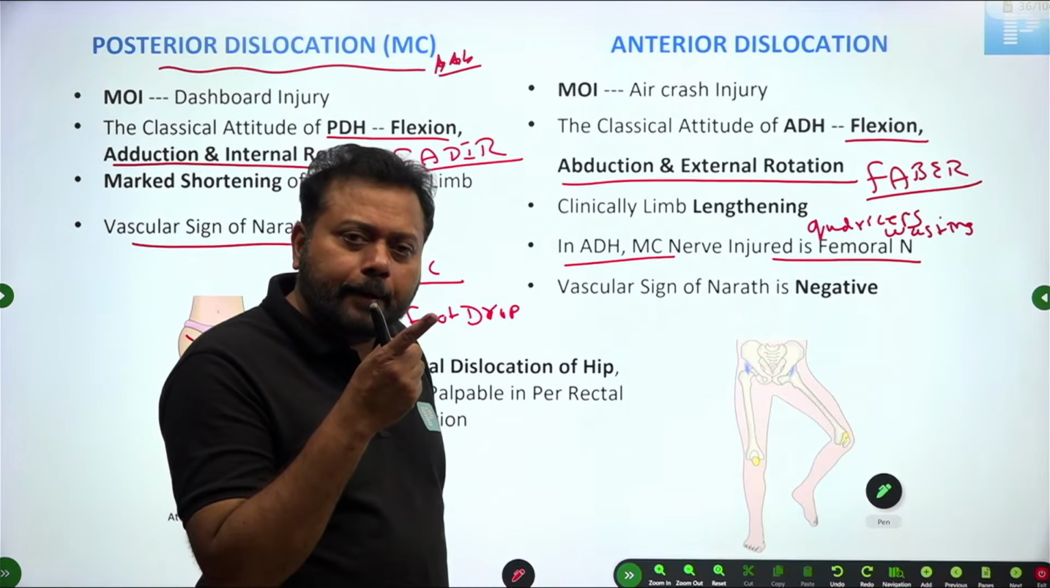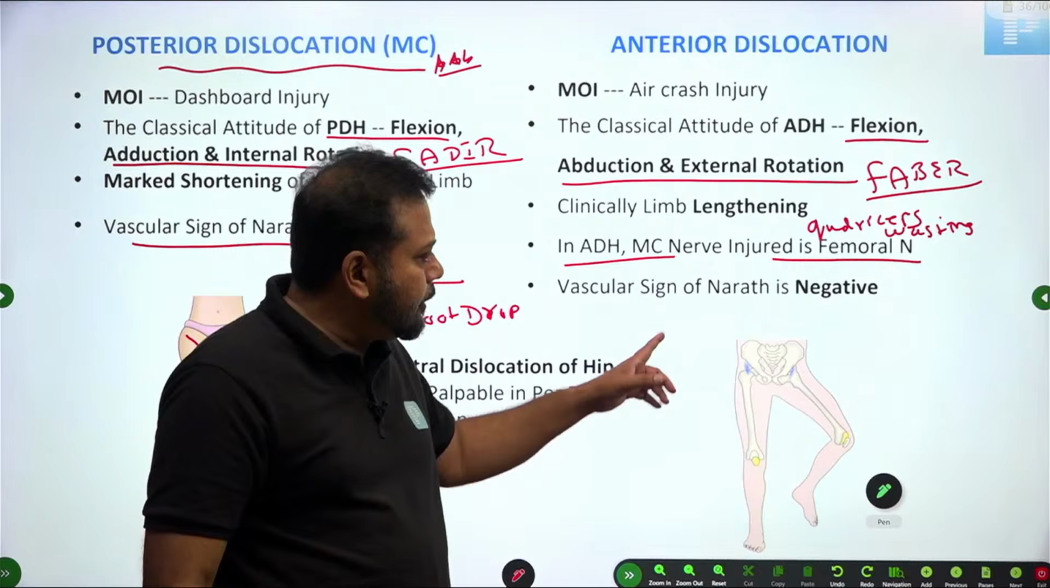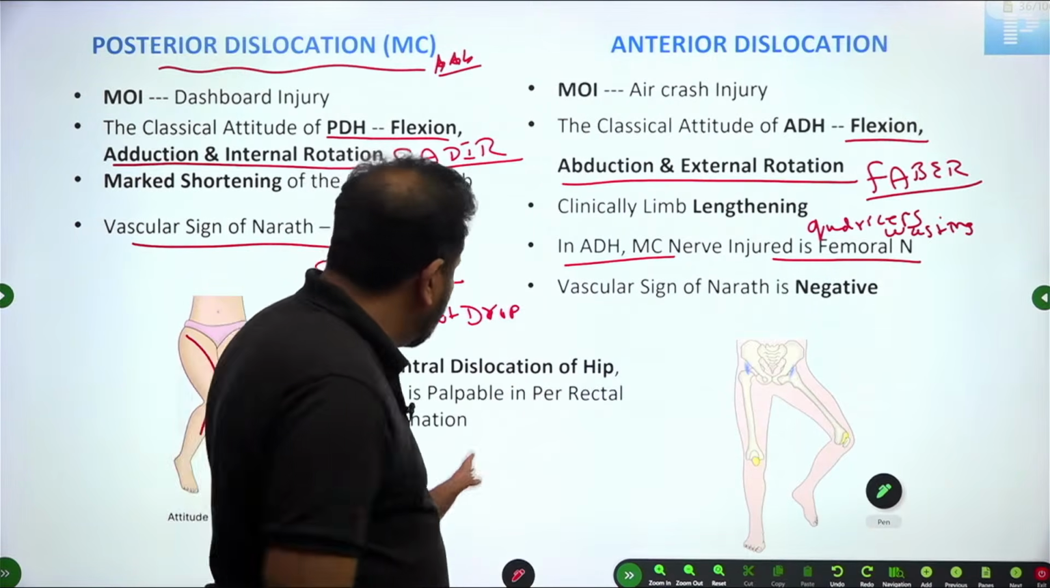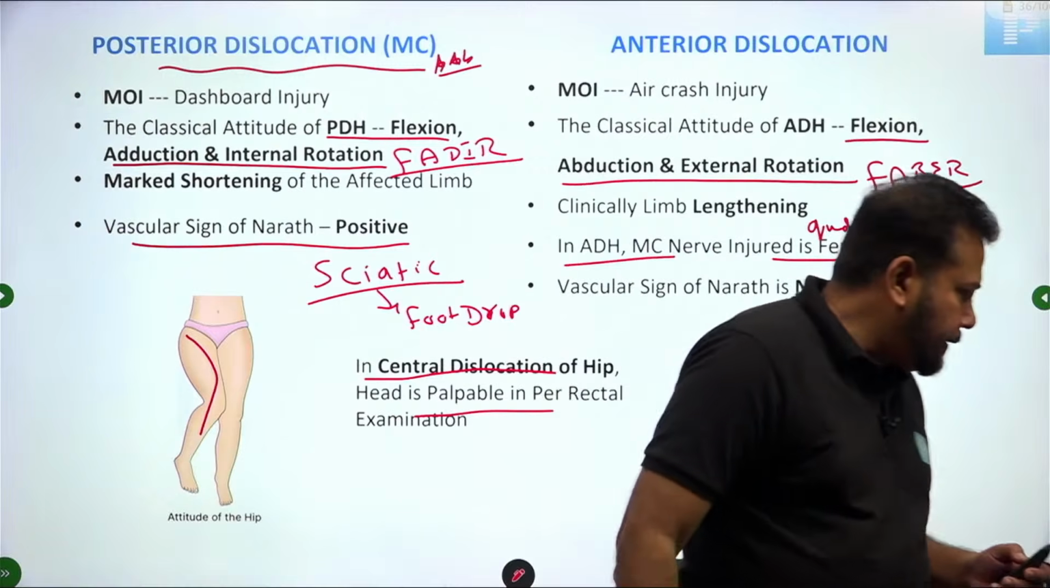Per rectally, when you do per rectal examination, the head of the femur is easily palpable. That is central dislocation of the hip. Okay. So that's all in hip dislocation. Right. And yes.